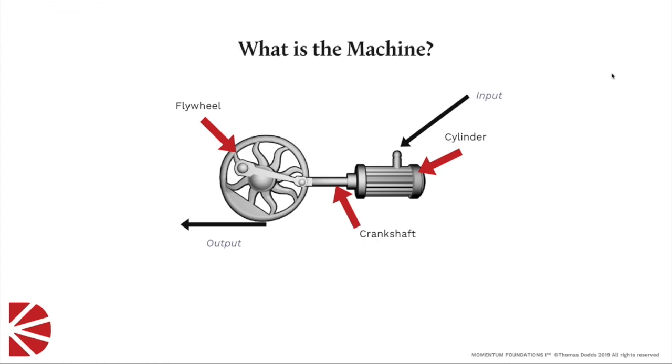Just like in this model, the cylinder of a steam engine, the steam goes into the cylinder and pushes the crankshaft as the output of that particular subsystem. That crankshaft then drives the flywheel, which drives the output. You can see the subsystems in the machine.